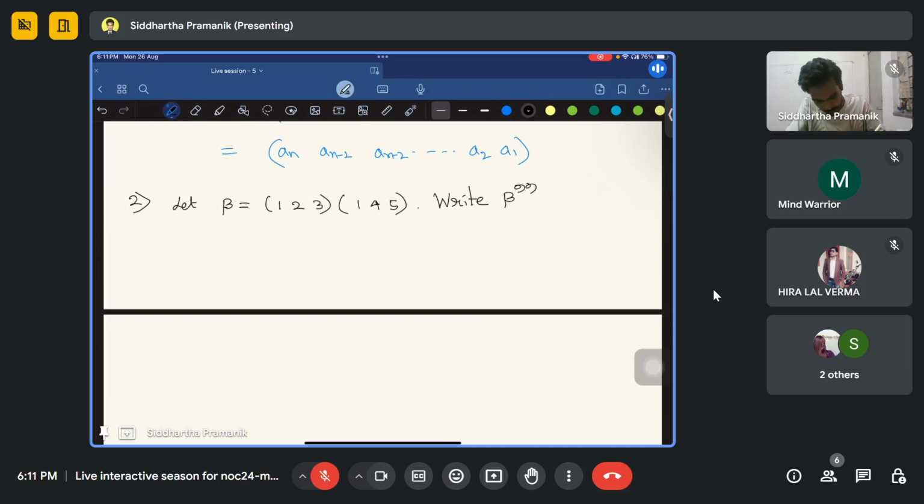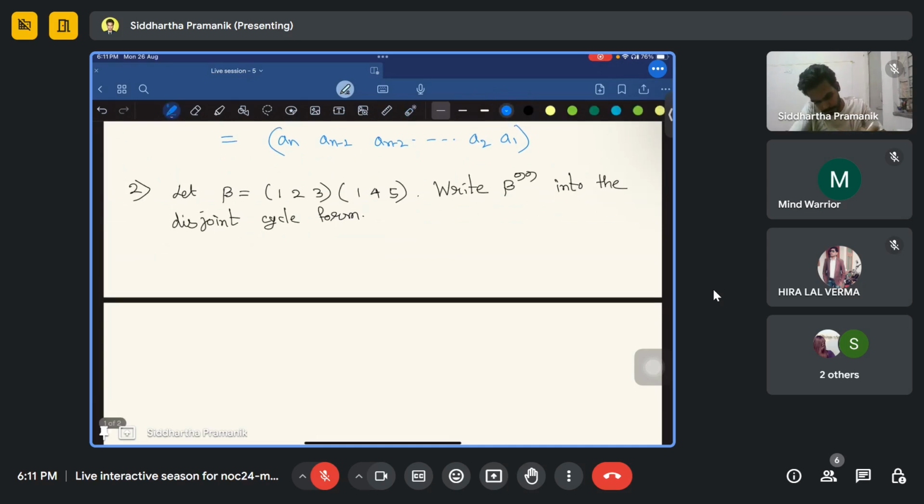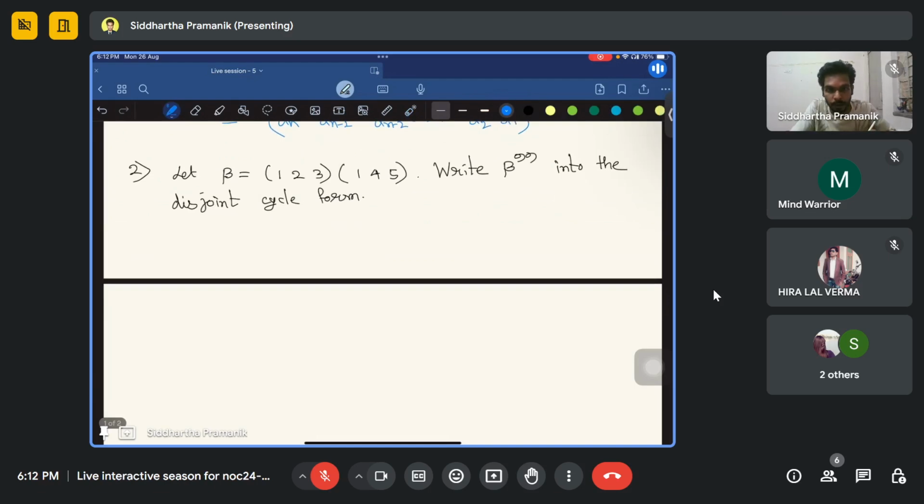beta power 99 in the disjoint cycle form. Okay, so beta is an element of some Sn. So beta power 99 is also an element of the permutation group Sn. So it has some disjoint cycle form. So we have to find that disjoint cycle form. Okay, I hope you have understood the question.